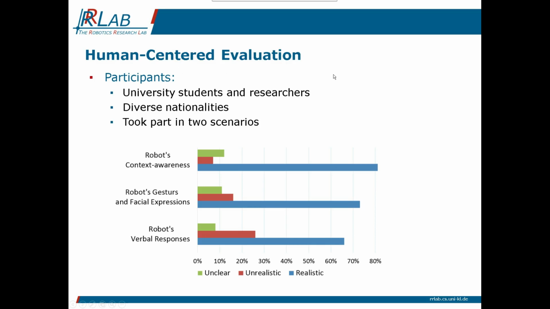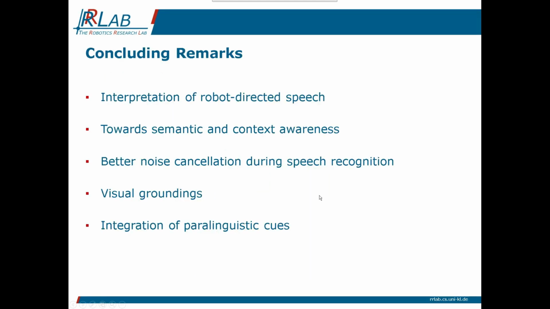We conducted a human-centered evaluation. The participants were mostly students and researchers of the university coming from diverse nationalities. They mostly took part in two scenarios, and we provided them with a questionnaire after their interaction with the robot. 82% of the interlocutors expressed that the robot's responses were context aware. However, 25% of the participants expressed that the robot's verbal responses were sometimes unrealistic, and this was because of the background noise. So this work ensures a higher level interpretation of robot-directed speech. This definitely leads us towards more semantic and context aware human-robot interaction.